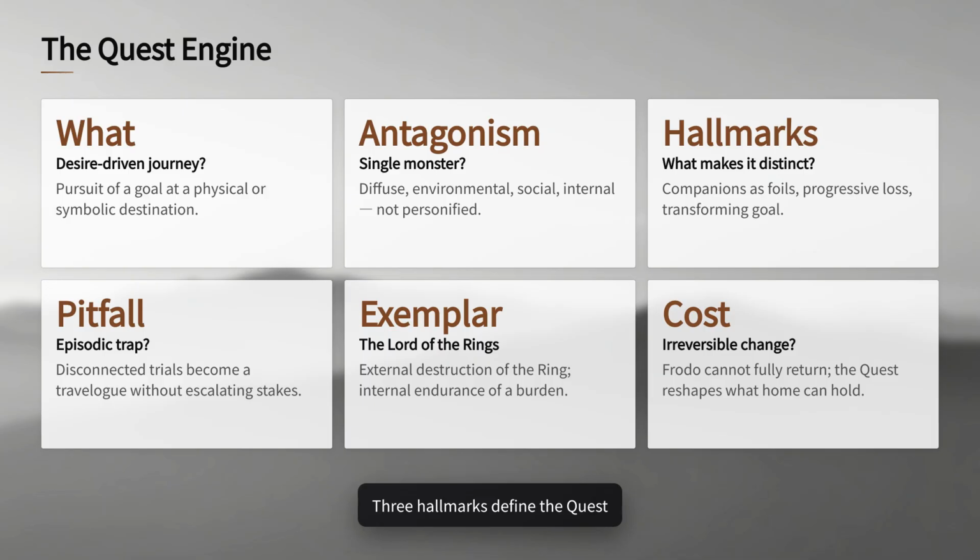3 hallmarks define the quest that the other plot types do not share. A companion structure. The quest protagonist rarely travels alone. Companions function as foils, mirrors, and casualties. Progressive loss. The quest costs the protagonist companions, resources, and certainty. The closer to the goal, the higher the price. The goal transforms. What the protagonist sought and what they find are often not the same thing. The external quest resolves an internal one.